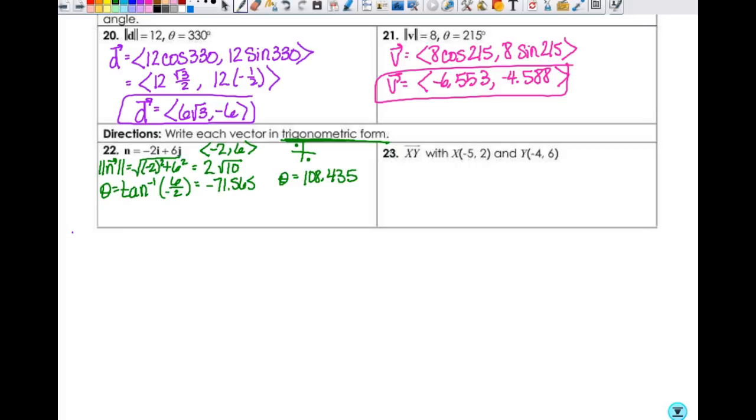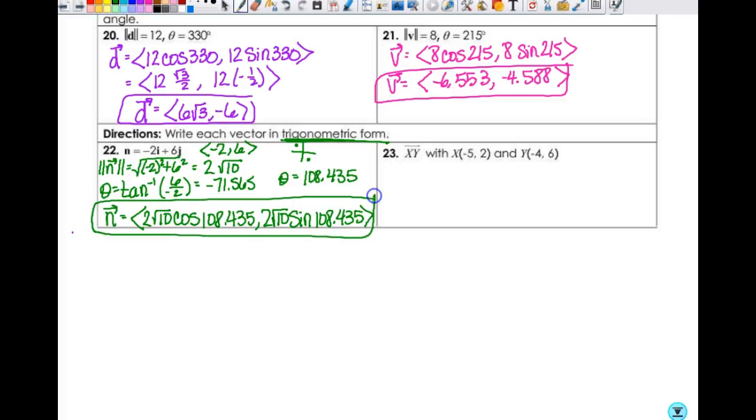So my trigonometric form, when it says in trigonometric form, that means you have trig words in your answer. So it looks like this. N, the vector, is equal to 2 square root of 10 cosine of 108.435, comma, 2 square root of 10 times the sine of 108.435. Trigonometric form has trig in it.